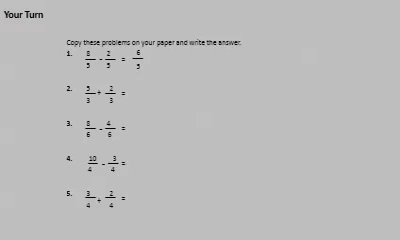Now 5 over 3 plus 2 over 3, you copy the denominator, which is 3, and then you add the numerator, so you got 7 over 3. 8 over 6 minus 4 over 6, you copy the denominator, which is 6, and you subtract the numerator, so you got 4 over 6. 10 over 4 minus 3 over 4 is 7 over 4, and 3 over 4 plus 2 over 4 equals 5 over 4.